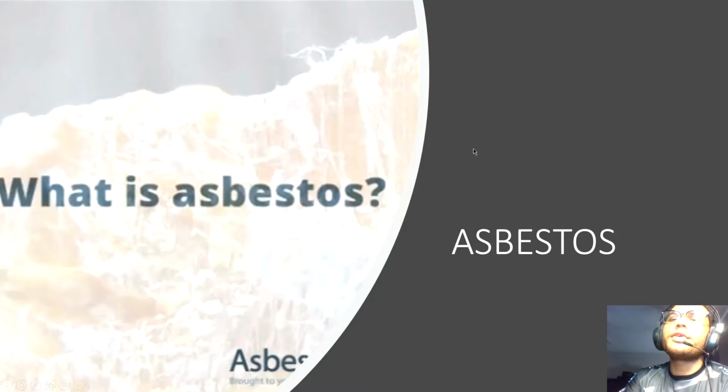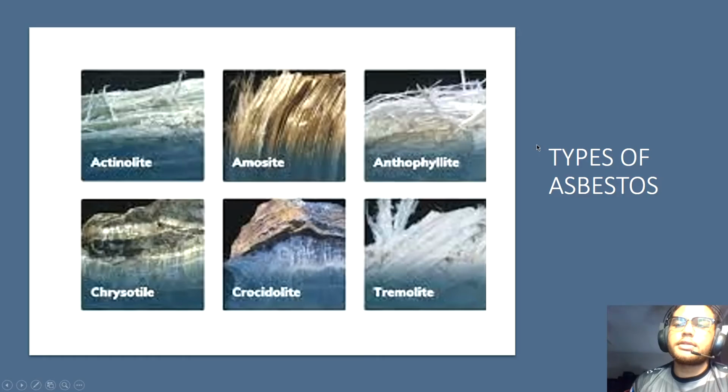So hi, today I'm going to explain about asbestos. So what is asbestos? Asbestos is a naturally occurring material found in soil and rocks that is composed of fibers of varied size and shape. It is also resistant to heat and most chemicals. So next slide, types of asbestos.